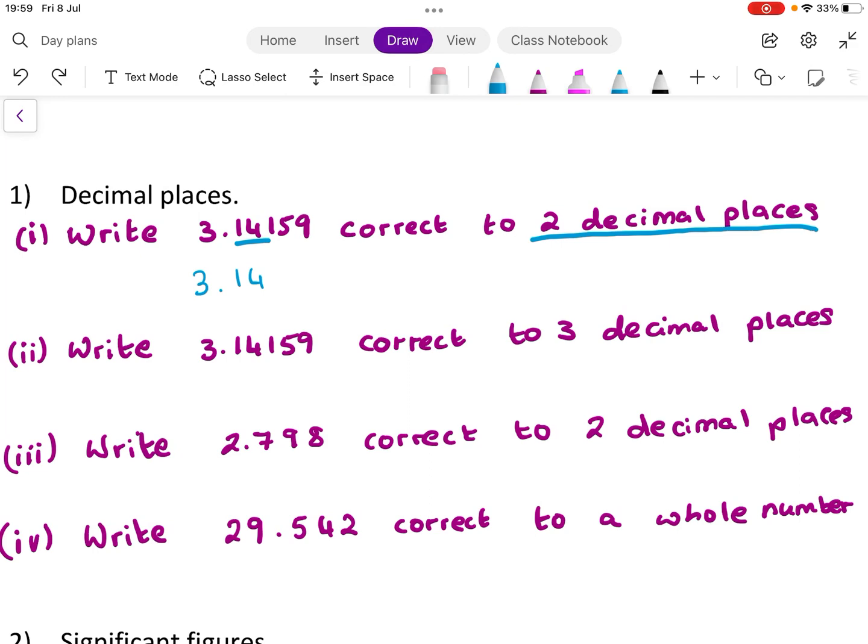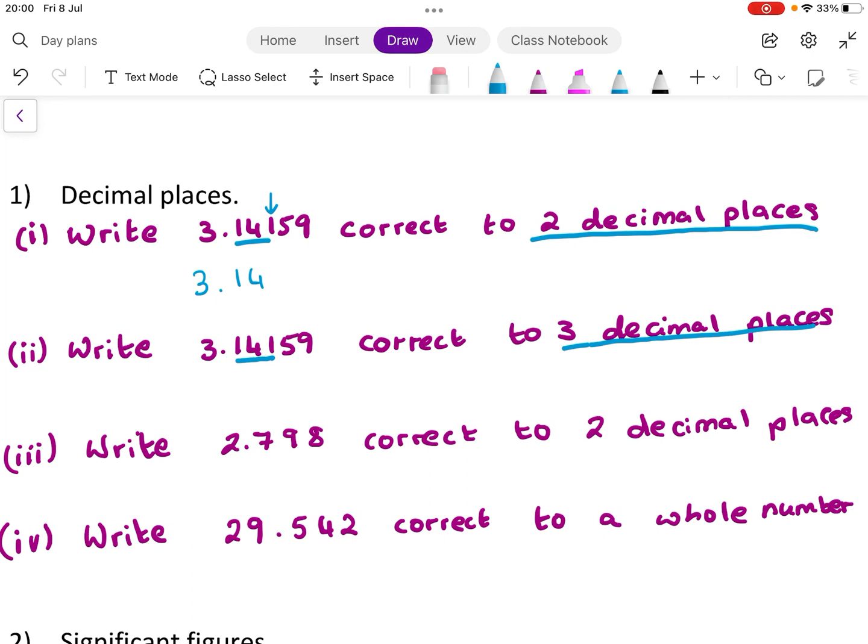Second question, we have the same number, 3.14159, but now it's correct to 3 decimal places. That means we now need 3 numbers after the decimal. Now this one we need to be a little bit more careful with, because when I underline those 3 numbers, in the previous question, the number directly after the 2 numbers I underlined was the number 1, which means that it's not going to affect it.